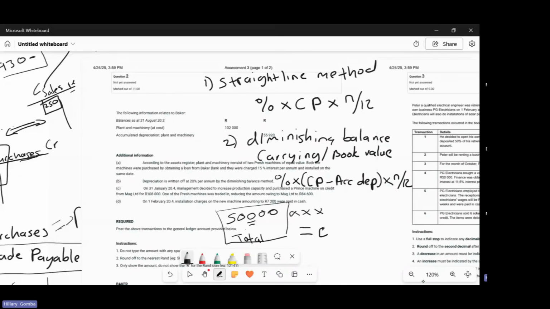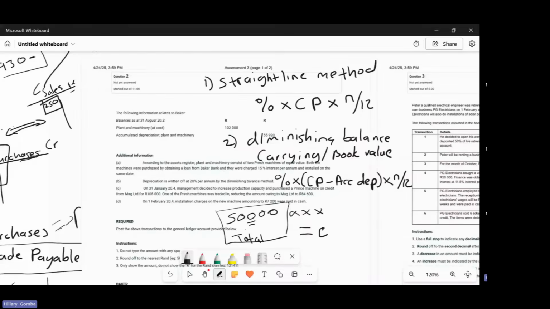So I was saying, when it comes to accounting, we have two methods that we use when depreciating an asset. The first method is your straight line method, which the formula is your percent times your cost price times your N over 12, which N over 12 represents the period. And then the second formula is your diminishing or carrying value or book value method, which is percentage times cost price minus accumulated depreciation times N over 12. They'll tell you you have to use one of them to calculate depreciation, so you must know them by heart.